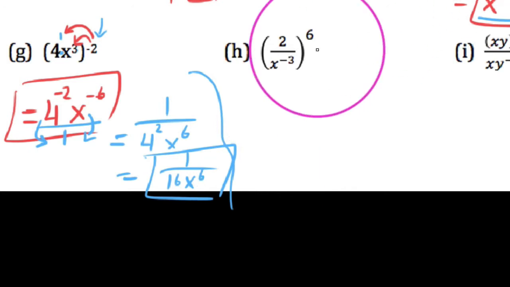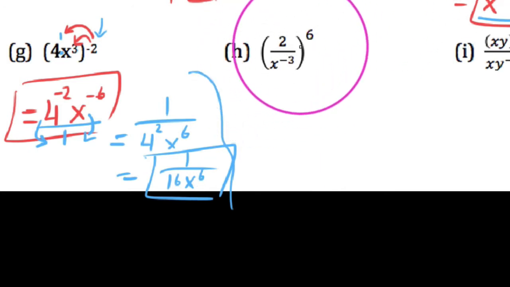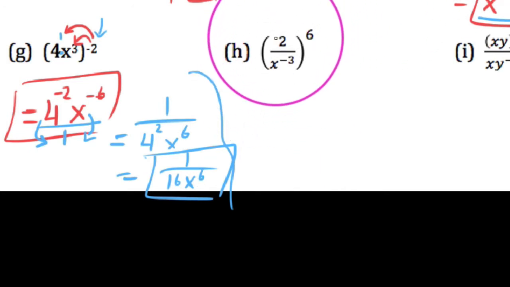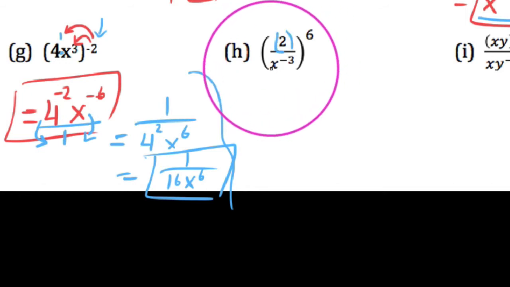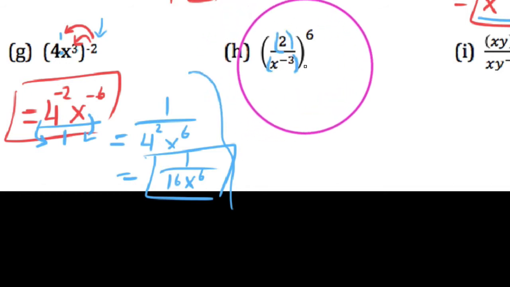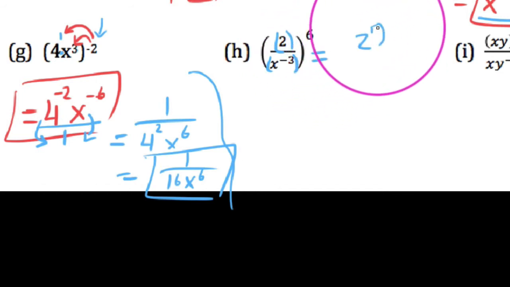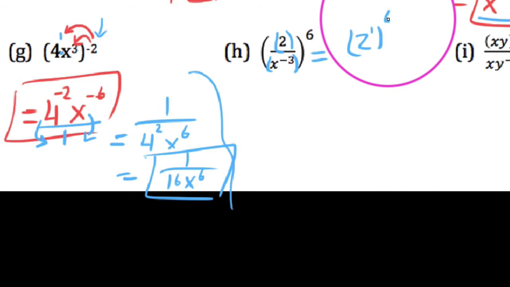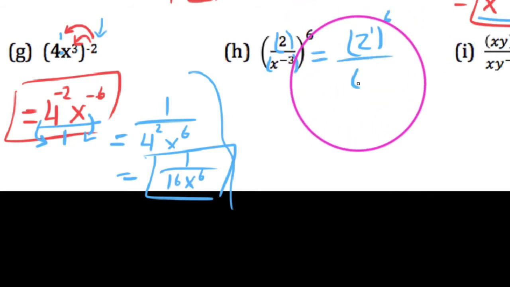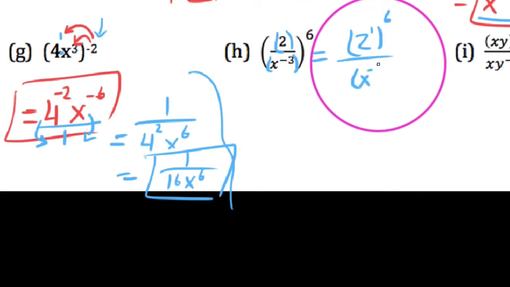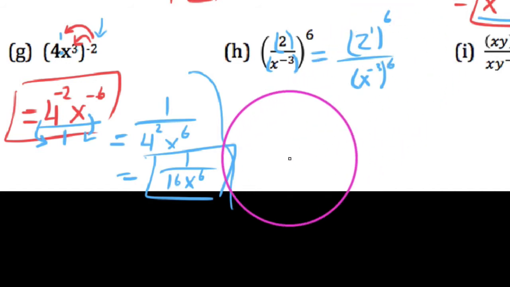On letter H here, we have a quotient to a power. In other words, when you take a fraction to a power, we take everything on top to that power over everything on the bottom to that power. So we get 2 to the first on top, that to the 6th, over now x to the negative 3 on bottom. We're going to take that to the 6th also.